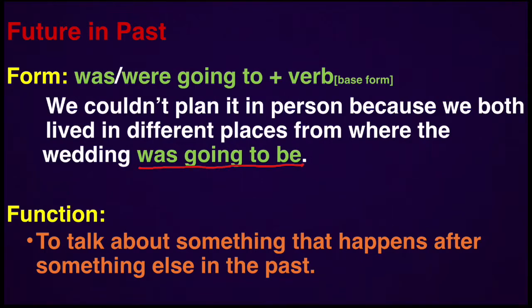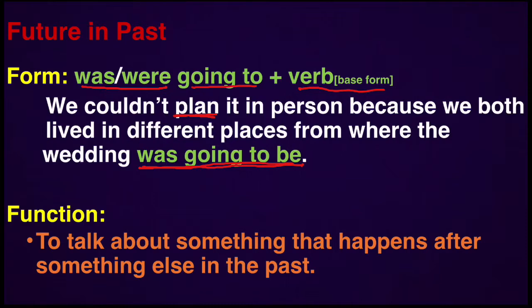So for the future and the past, we use was or were. That's what makes it past. And then going to, that's what makes it in the future, plus the base form of the verb. So the wedding was going to be. The reason we're using that here is because we were planning the wedding, right? We were planning it before the wedding happened. So the planning was happening before the wedding. The wedding hadn't happened yet. So the wedding was going to be in the future.